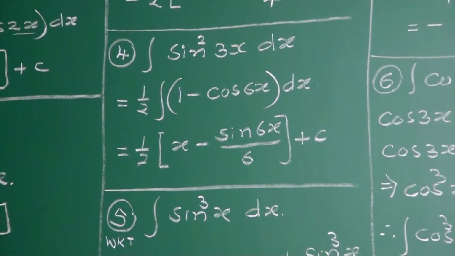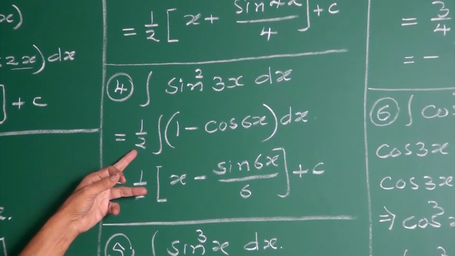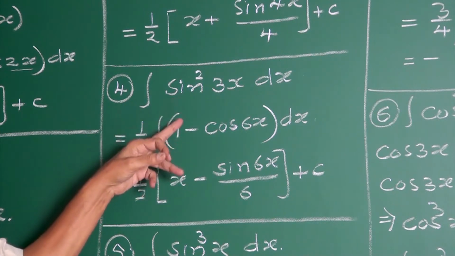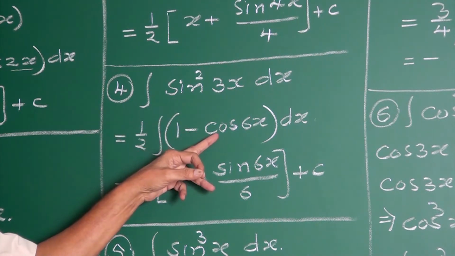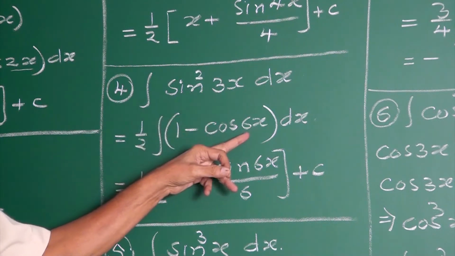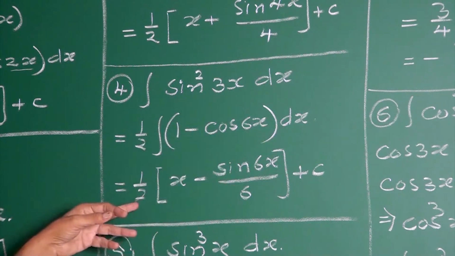Sine square 3x. One by two is a fixed integral. One minus sine square means minus. It is also fixed, cos. Double the angle. If it is 3x, double means what? 6x dx. Write the integral.